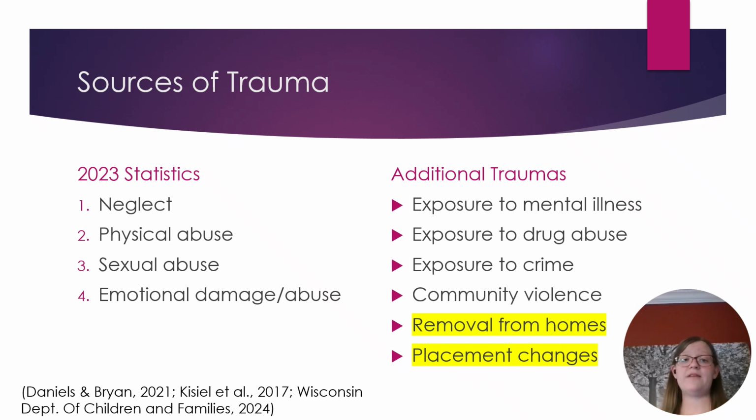Now, these reports were made for a number of different reasons, and the number one most frequent reason was neglect, followed by physical abuse, then sexual abuse, and then emotional damage or abuse. And these all represent different sources of trauma in these kids' lives. However, aside from these, there are also additional traumas that kids could have potentially encountered while they were in their homes, such as exposure to mental illness, drug abuse, crime, and violence.